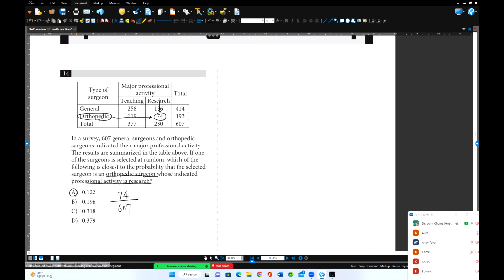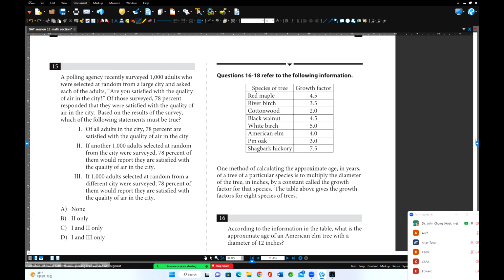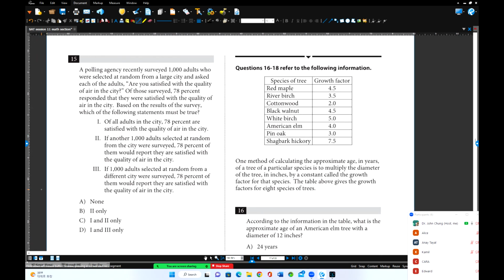0.1219. Okay, choice A is the answer. The next one, number 15. A polling agency surveyed 1,000 adults who were selected randomly from the largest three and asked each of the adults, are you satisfied with the quality of air in the city? That's the questionnaire.